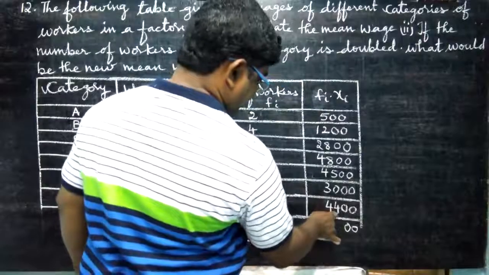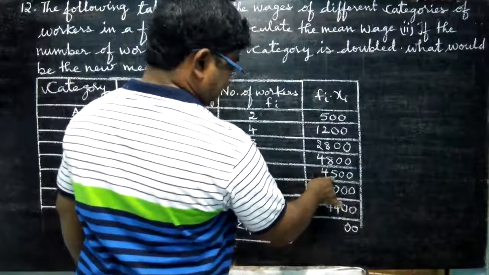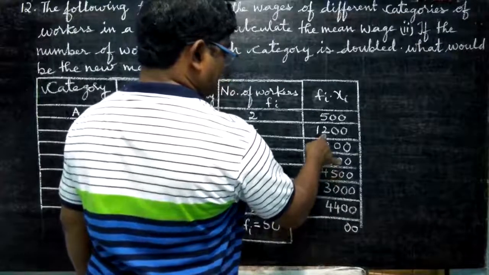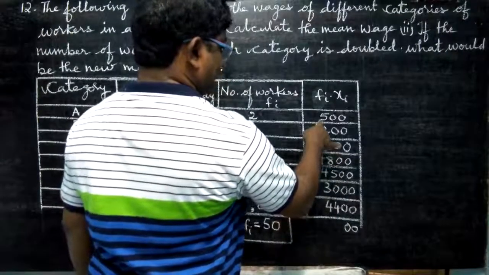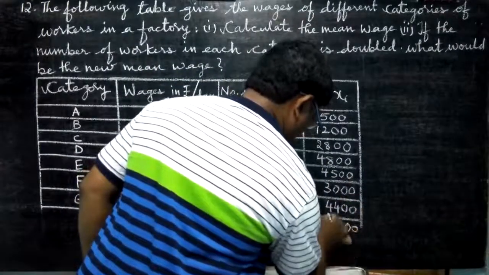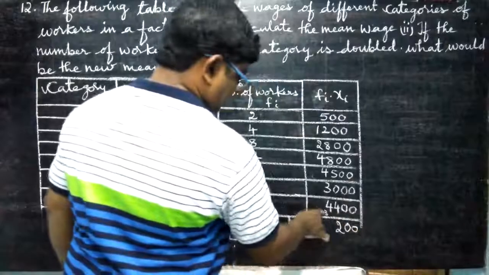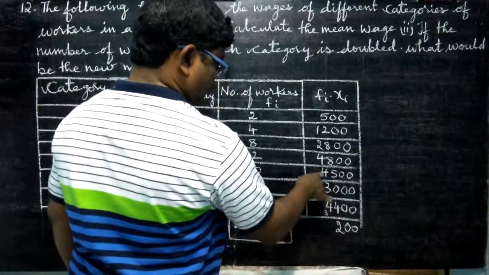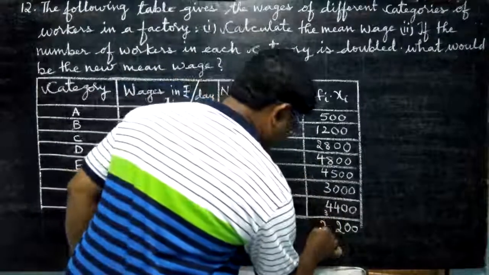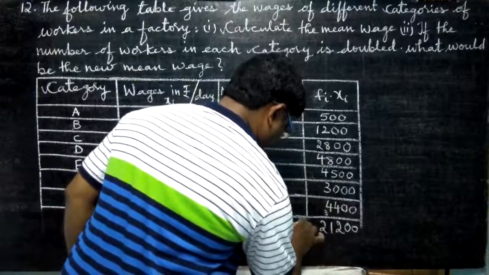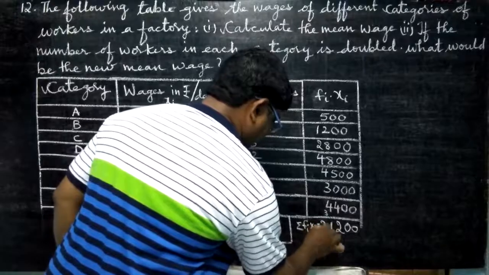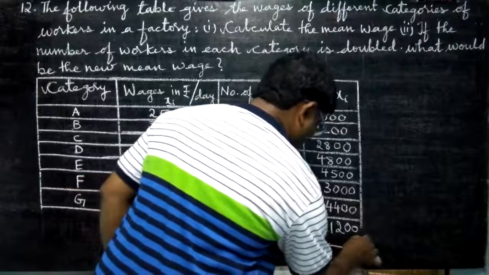Now the hundreds place: 4 plus 5 is 9, 9 plus 8 is 17, 17 plus 8 is 25, 25 plus 2 is 27, 27 plus 5 is 32. Here 2 and here 3. 7, 10, 14, 18, 20, 21. This is sigma Fi xi, we got this much.